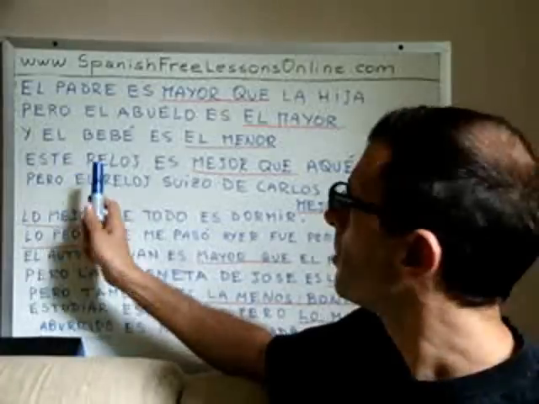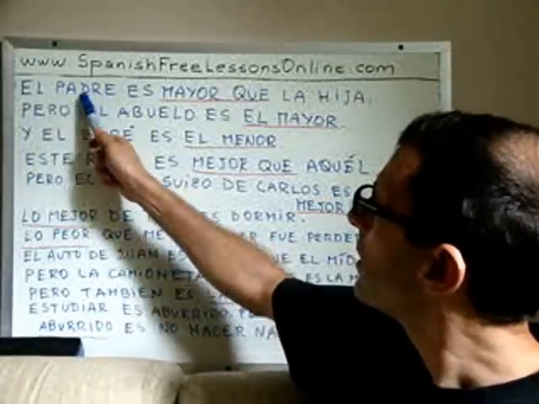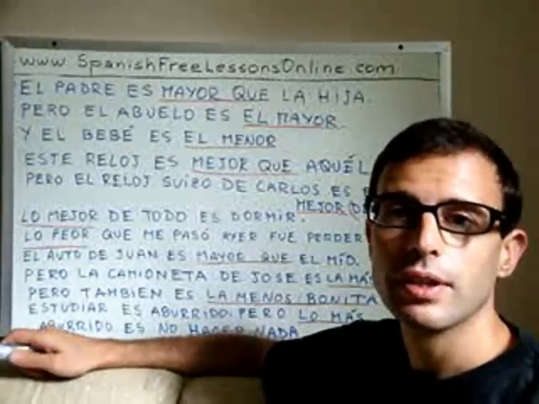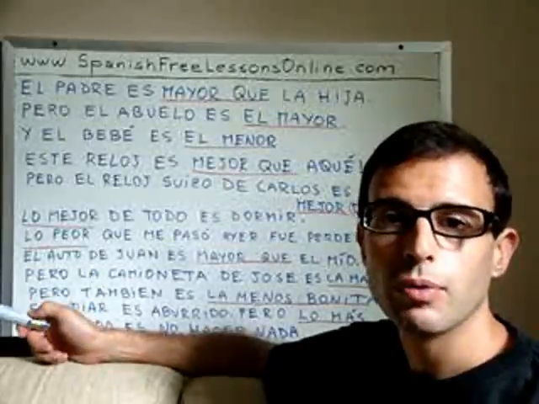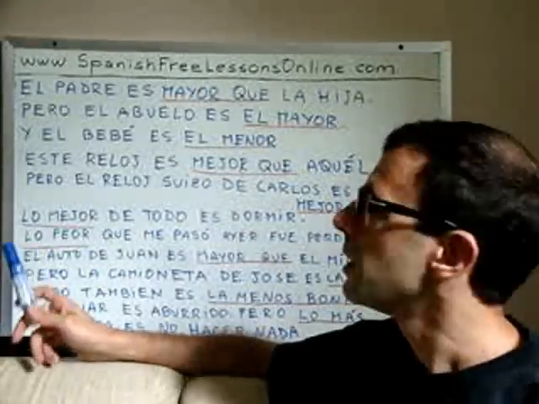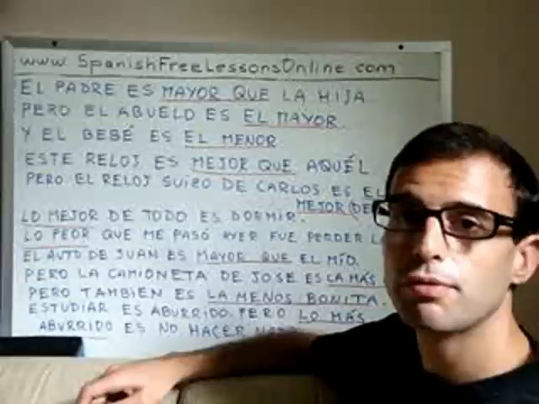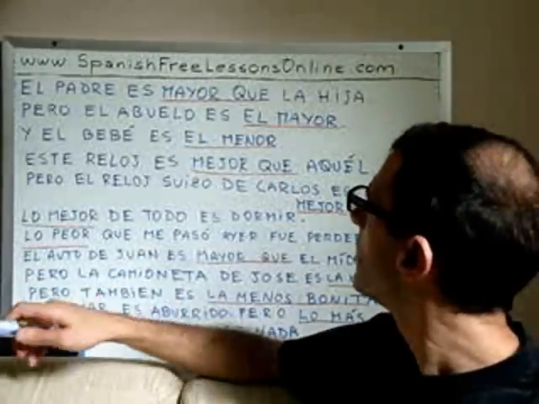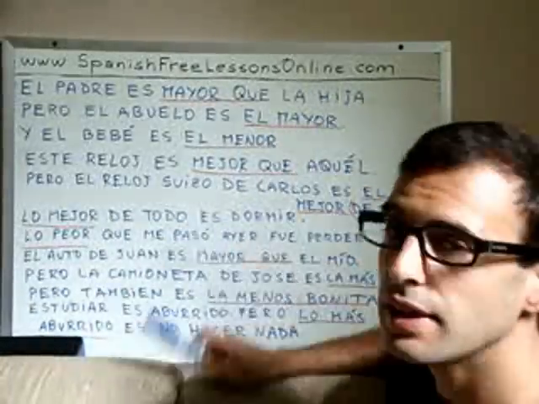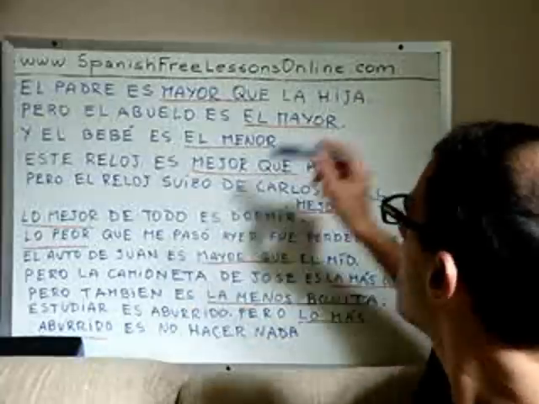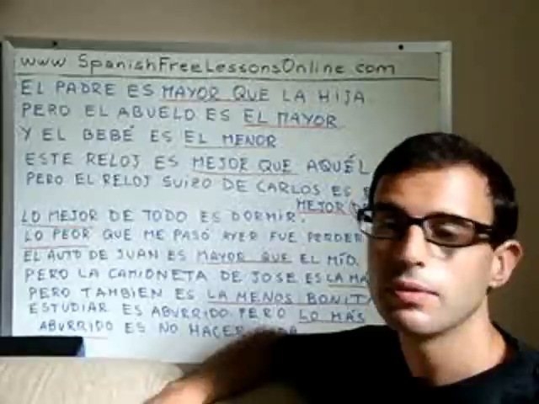First I will tell you what the words mean, and then I'll read the sentence. Padre means father, okay? So padre is the more formal way for father. Papa would be daddy or dad, okay? But padre is just father. Mayor que, we've seen it before. It means bigger than or older than. Hija means daughter. Okay? If you replace the A with an O, hijo would be son.